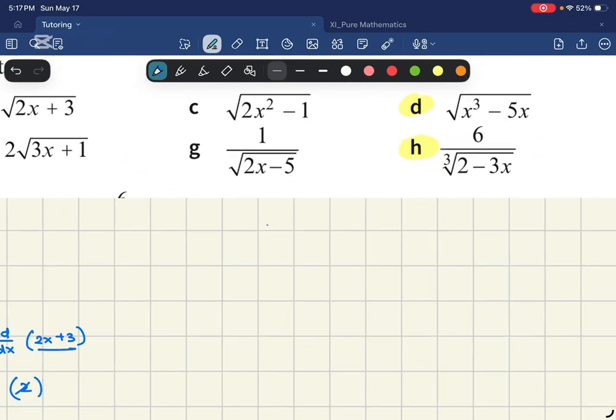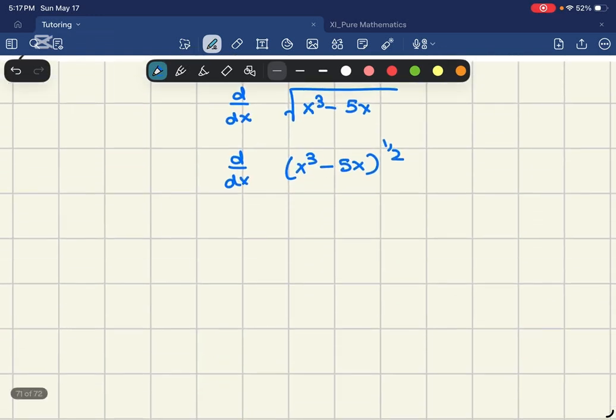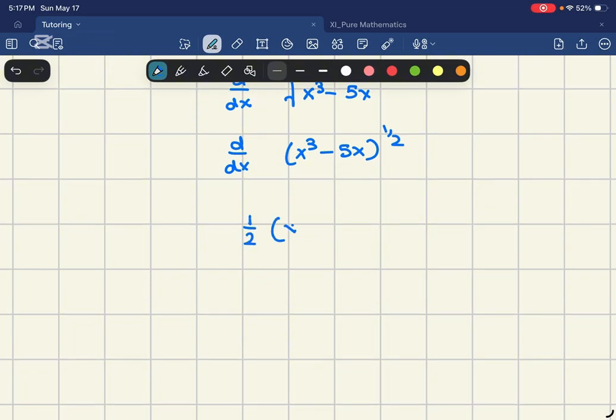B. For D, you have d by dx of square root of x cubed minus 5x. So you want the derivative of x cubed minus 5x to the power half. Now you can bring the power to the front. x cubed minus 5x to the power minus half, right? That is the standard procedure. You take the power to the front and you subtract 1 from the power. So half minus 2 over 2. 1 is just 2 over 2, right? Half minus 2 over 2 is minus 1 over 2. But what is inside is not x, so you differentiate it again.